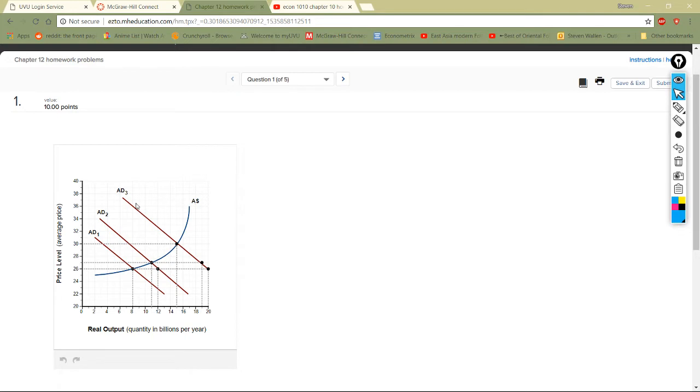We got some AD curves. You see down here, we have real output quantity in billions per year. So they're just looking at our full economy, okay? And this is the price level, the average price level for things. So one thing you can notice as we increase what we're making: if I go from AD1 to AD2, what happens? Well, we increase in output. Our output increases. In addition, our prices increase, okay?